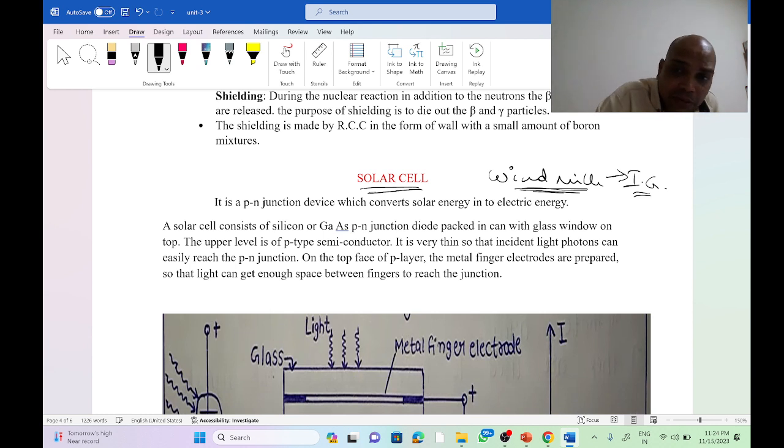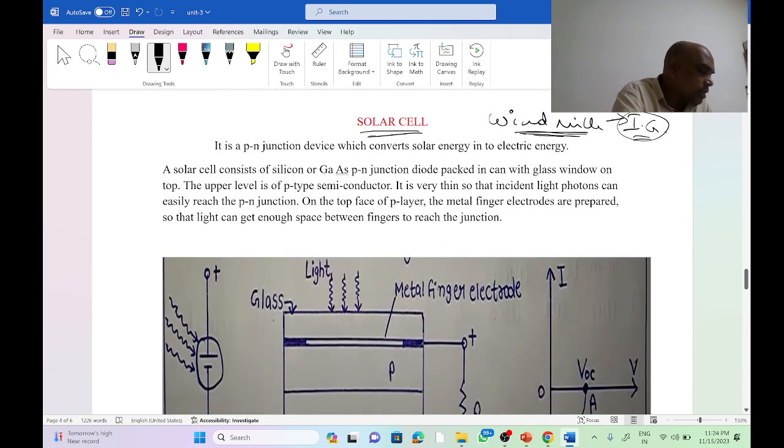Why? Because we will not get constant speed in windmills. If you use a synchronous generator, you should maintain constant speed. But wind velocity does not always maintain the same velocity, so I will use an induction generator. Okay. So next, solar and windmills. These are the non-conventional sources.